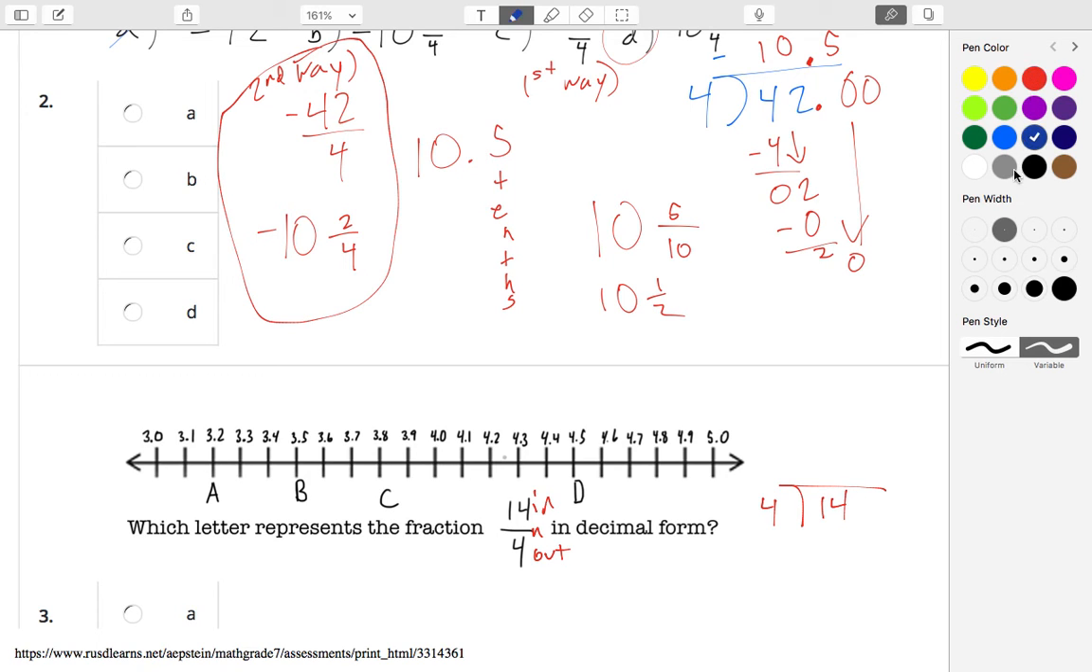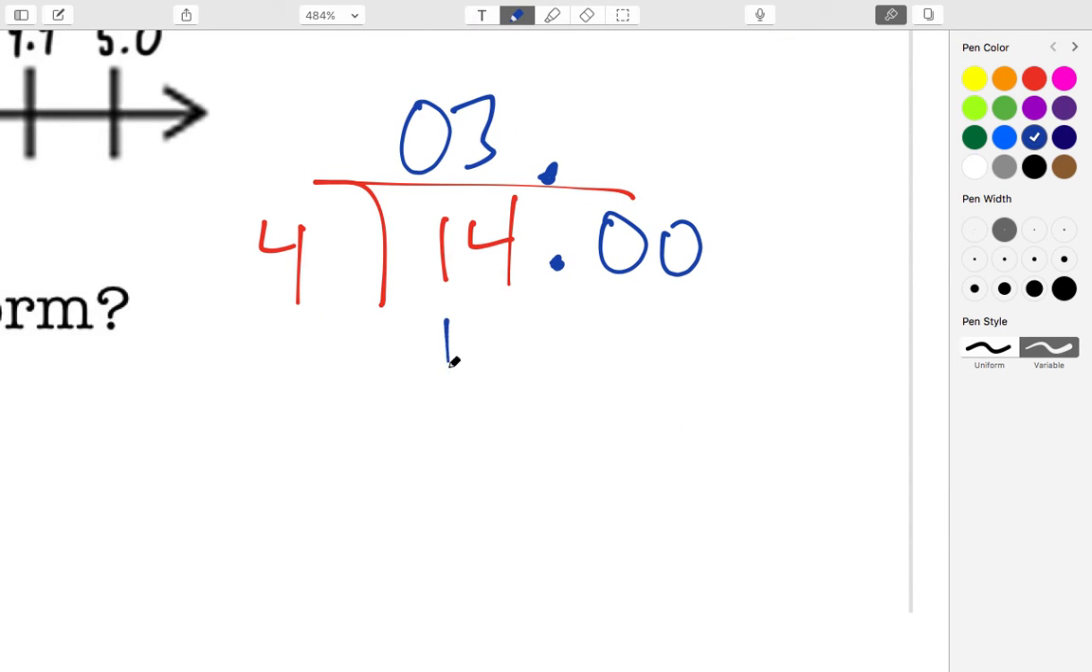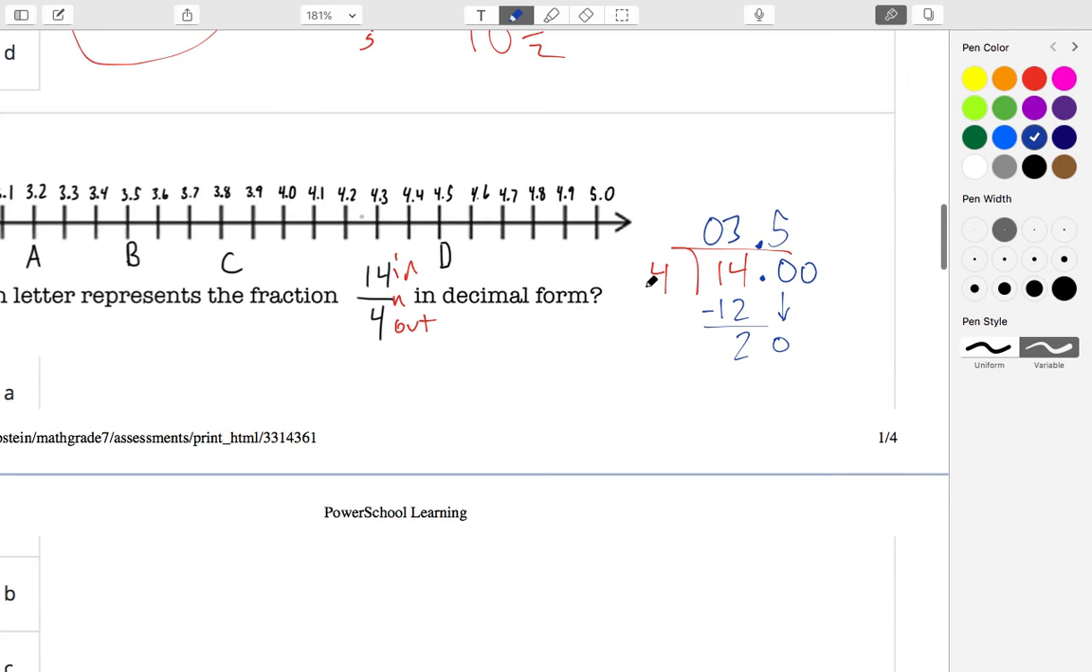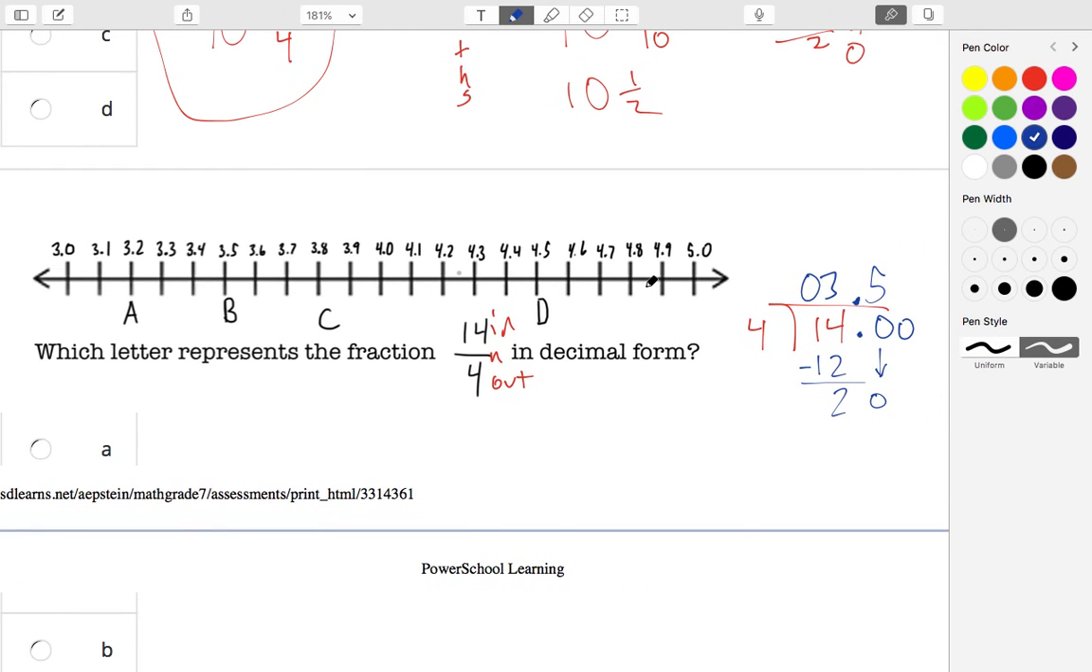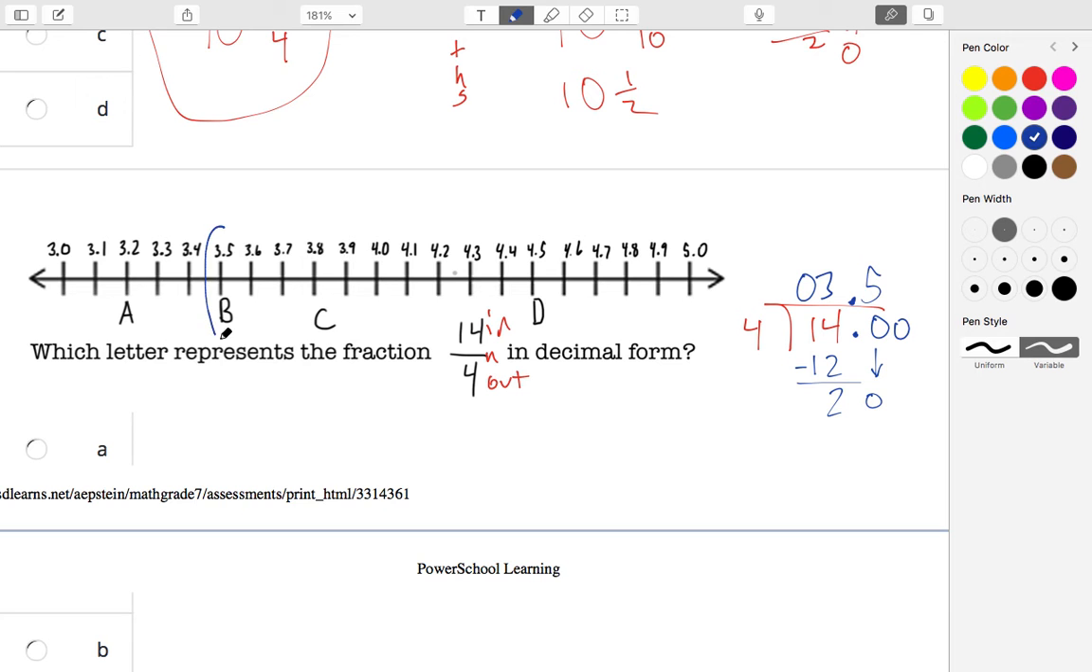4 goes into 1 how many times? Oh, what did I put? I need to put something. Decimal, decimal, 0, 0. 4 goes into 14. How many times? 4 times 3 is? 12. 14 minus 12? 2. Bring the 0 down. 4 goes into 20? 5. So we're looking for 3.5, which is which letter? B.